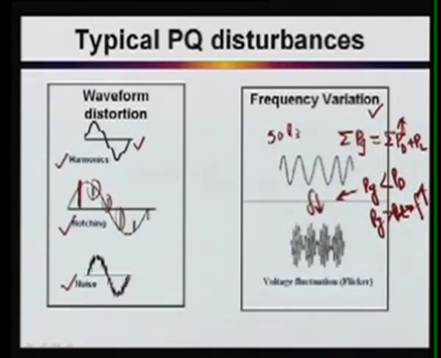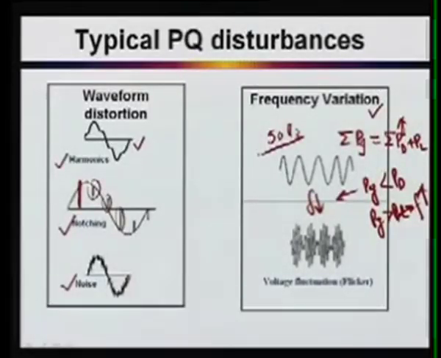So we want a continuous frequency, because the frequency is very, very important, especially in some of the control devices that use this frequency. If there is some change, it may lead to a lot of production loss, and sometimes to maloperation of several control devices. So we want the frequency to be constant at its rated value, and that's why it is called frequency deviation. Another PQ disturbance is called voltage fluctuation, also known as flicker. Here it is always oscillating, you can see this curve, this is some sort of voltage flicker, and these are basically the major PQ disturbances.